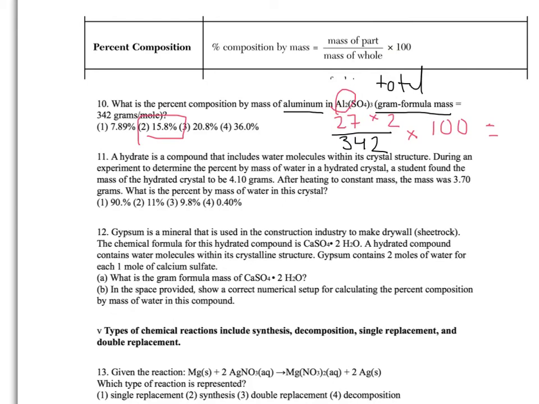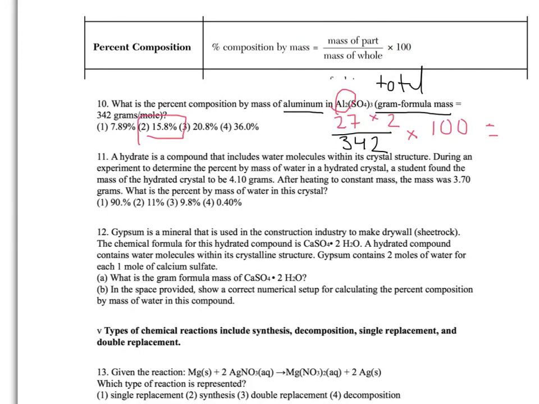The next question has a bit of a reading about a hydrate. A hydrate is a compound that includes water molecules in its crystal structure. During an experiment to determine the percent by mass of water in a hydrated crystal, so this word hydrated means with water, a student found the mass of the hydrated crystal to be 4.10 grams. After heating to constant mass, the mass was 3.70 grams. What is the percent by mass of water in the crystal?